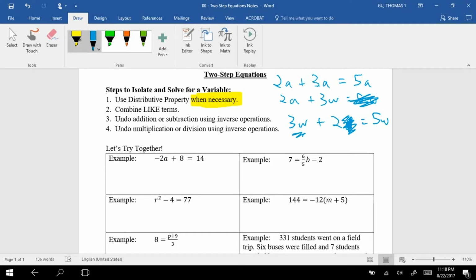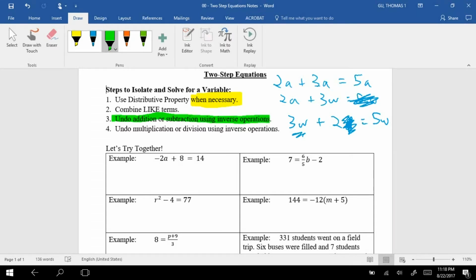Okay, so let's go to number 3 right here. We're going to undo addition or subtraction using inverse operation. What does inverse mean again, guys? I'm going to give you 3 seconds. 3, 2, 1. All right, guys, if you said opposite, then you know what?